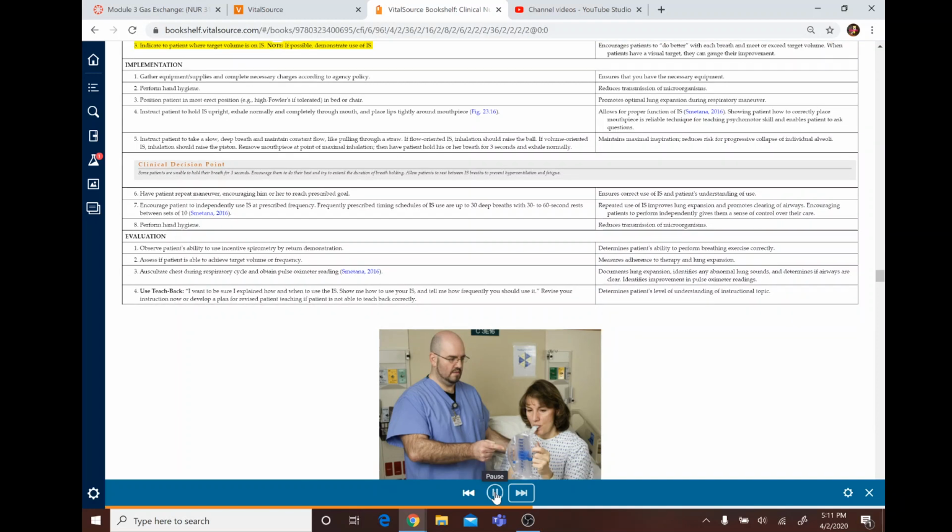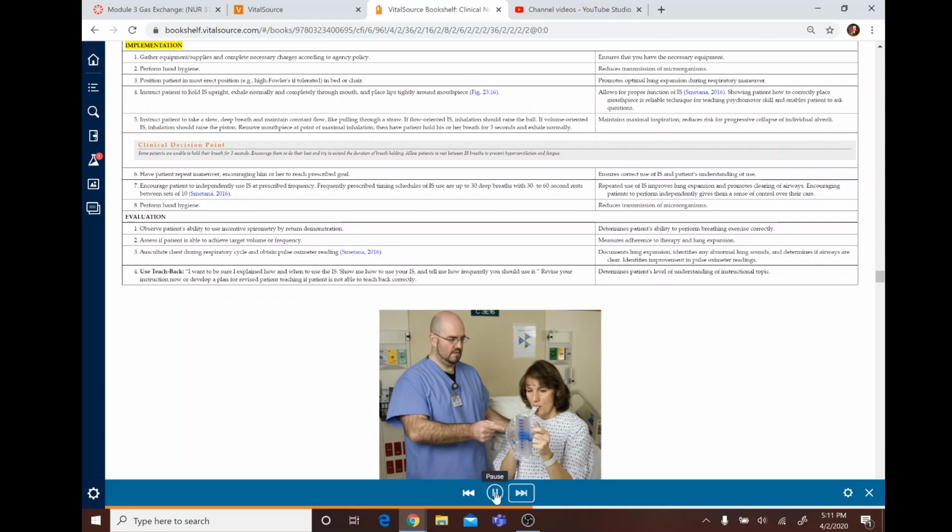3. Indicate to patient where target volume is on IS. Note, if possible, demonstrate use of IS. Encourages patients to do better with each breath and meet or exceed target volume. When patients have a visual target, they can gauge their improvement.